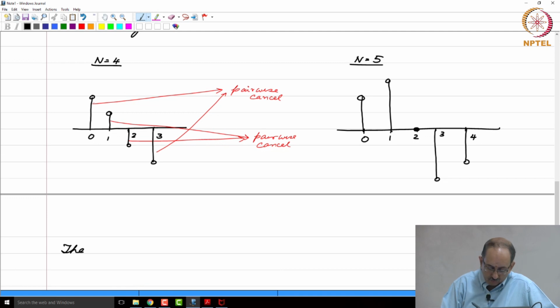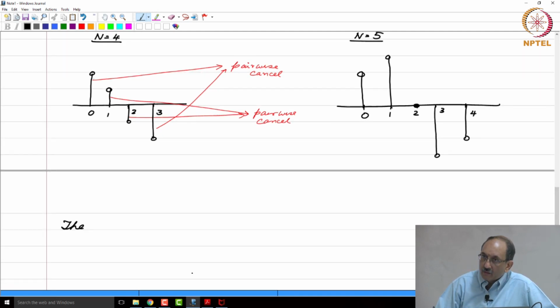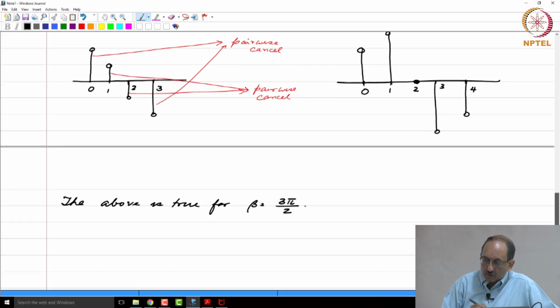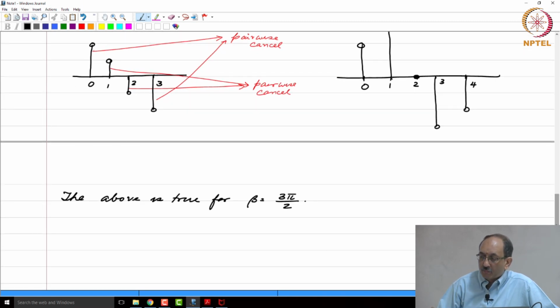And just to complete the statement regarding what other values of beta for which this is valid, the above is true for beta equal to... what other value of beta for which this is true? 3 pi by 2. And now we will just make this statement, we will not prove it. There is no other value of beta for which you will get a non-trivial solution.